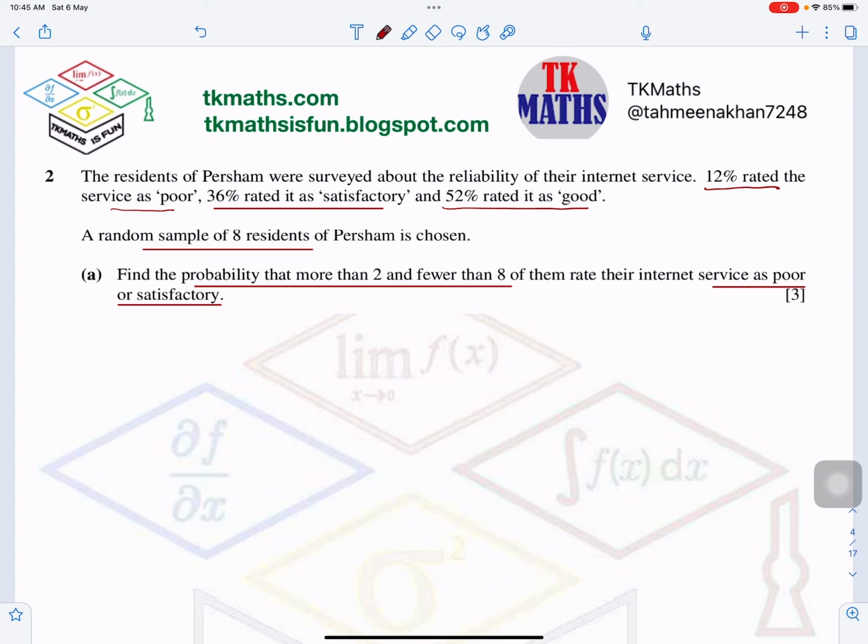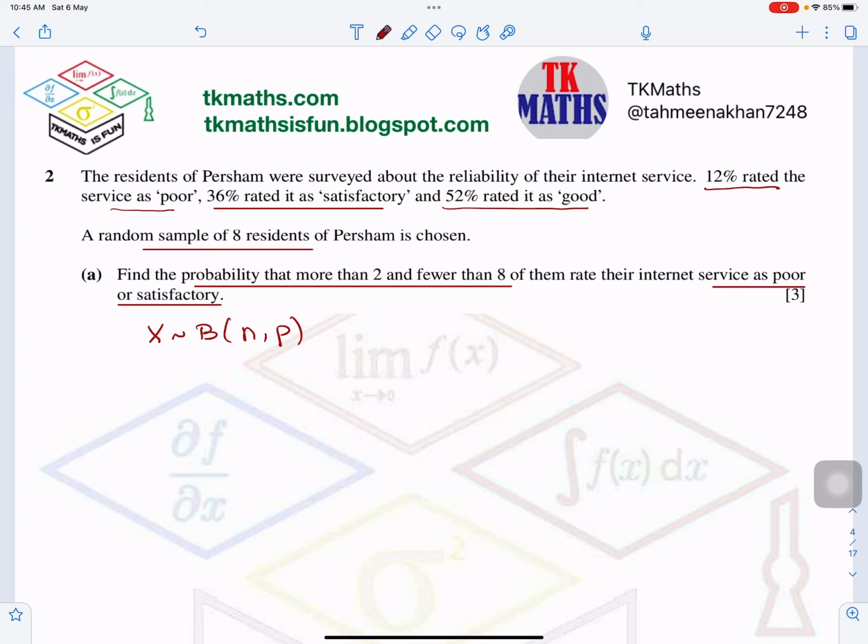When you read the question, you understand that this is related to binomial distribution. When we talk about binomial distribution, the first thing that comes to mind is that we need two parameters: the random sample size and the probability of success. Here we are talking about reliability. Part A is talking about internet services as poor or satisfactory, so two parts are merged here. This is something different compared to the other questions which students usually do.